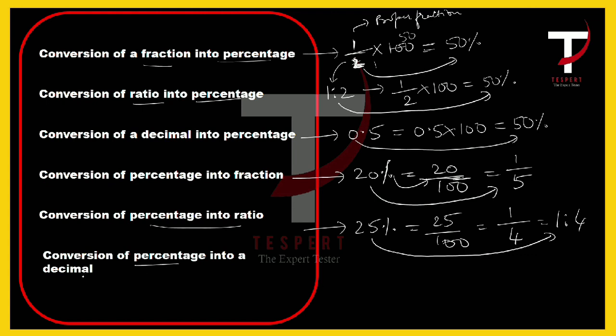So percentage into decimal. Take any percentage. Let's take the same example here. Okay, 25%. 25% means 25/100. Okay. So how to convert this one into decimal? 0.25. See, after this decimal we have two digits. Why? Because we have two zeros in the denominator, right? So let's go to the next slide.